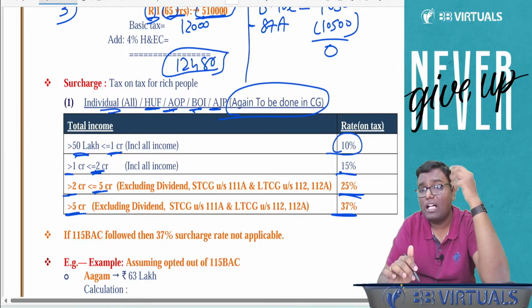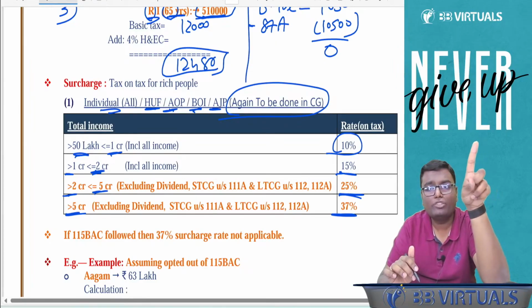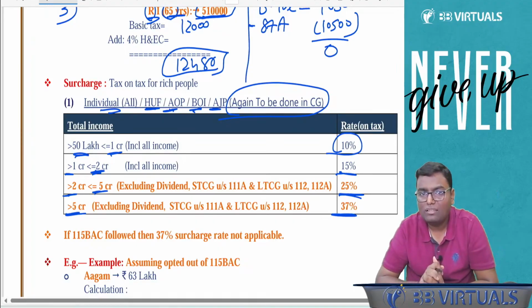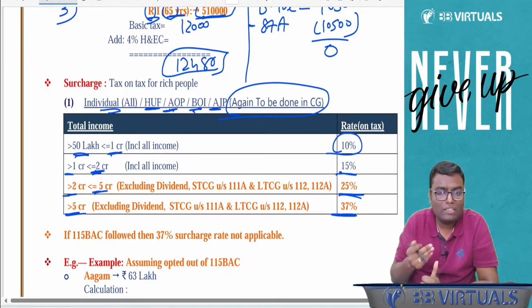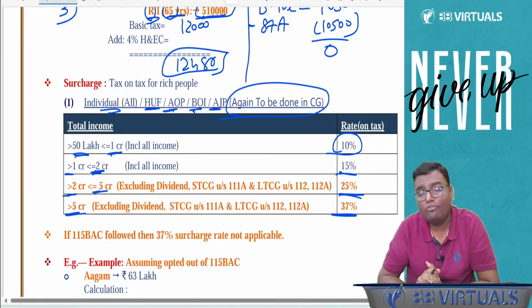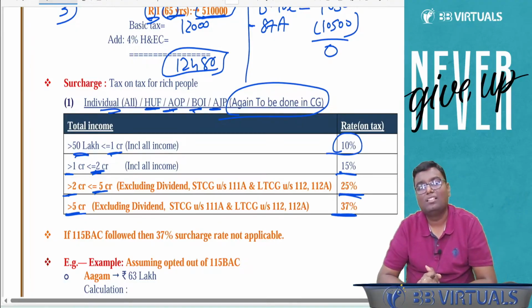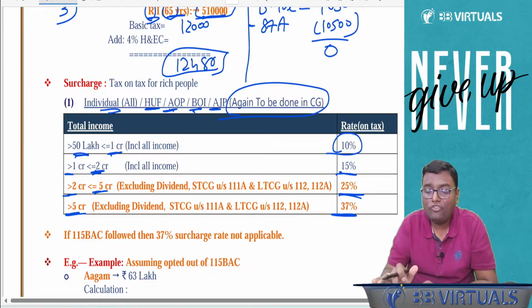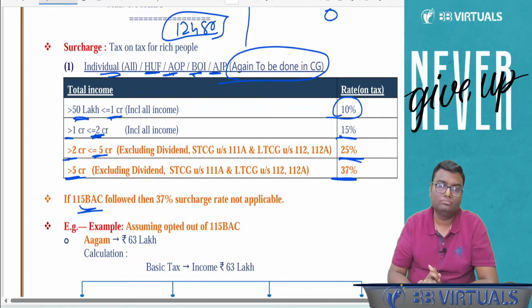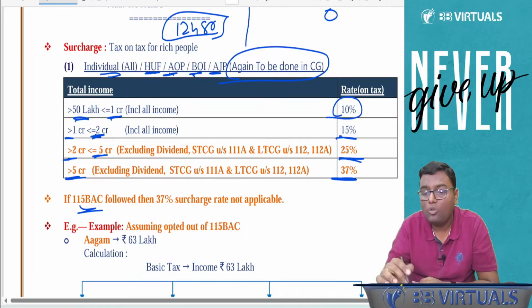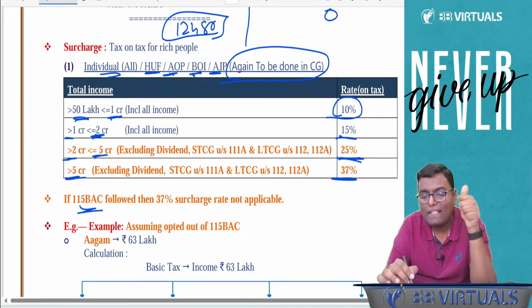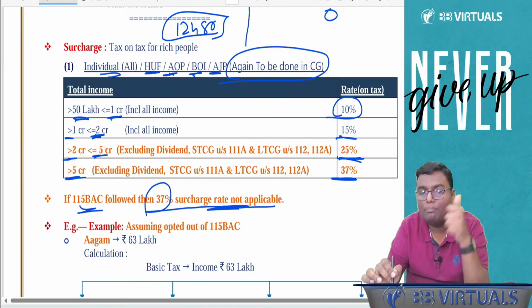Achha, what the government wants is that all the people should start following 115 BAC. First step was they have reduced the tax rate. Second step, they have increased the limit of rebate. That if you follow 115 BAC, rebate is applicable if total income is up to 7 lakh. Third step, to attract the rich people, the government said, if you follow 115 BAC, your higher surcharge will be only 25%, 37% surcharge rate will not apply.